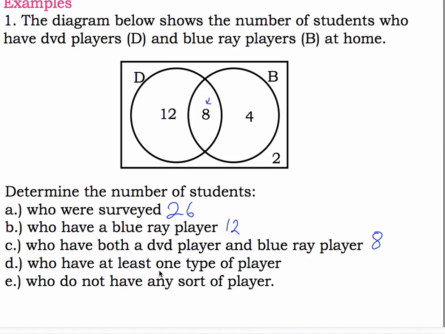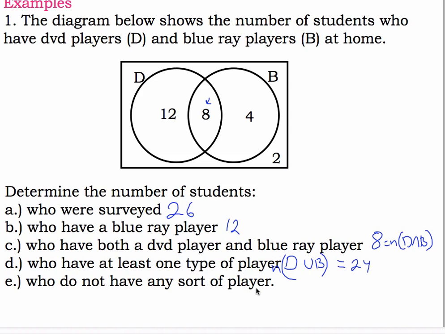Number of students who have at least one type of player. At least one, that's actually D union B. So they have a DVD player or a Blu-ray player. We just add up all the numbers inside both these circles, and that gives you 24. The previous one was the intersection, right?